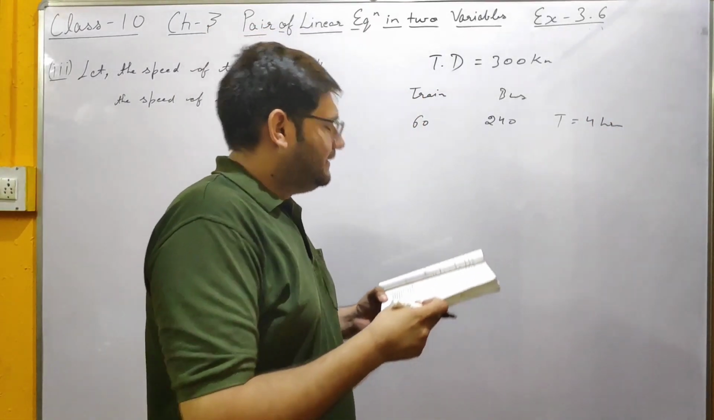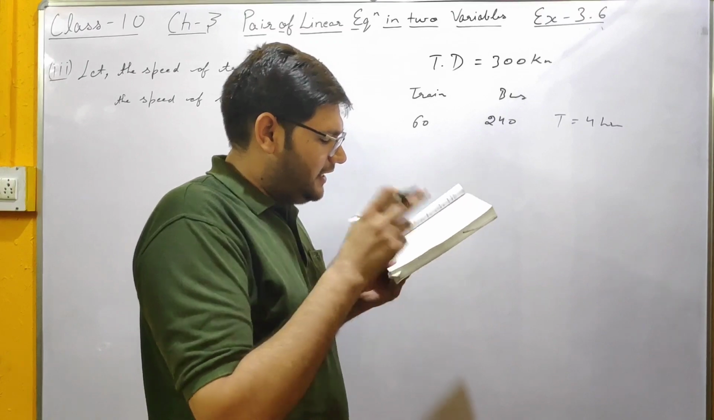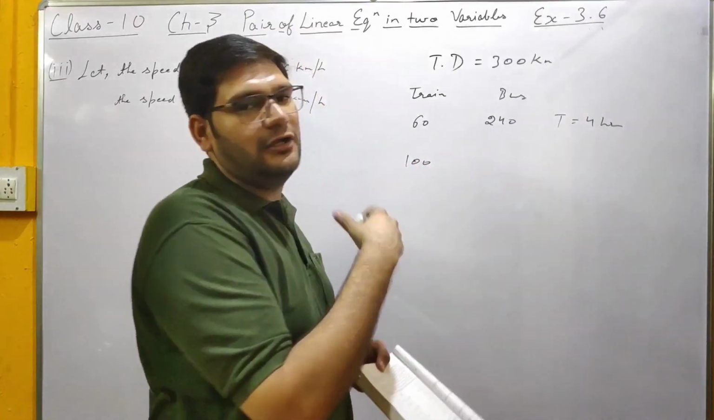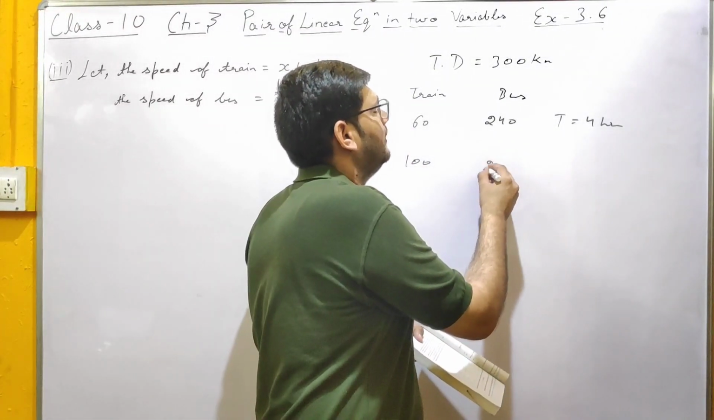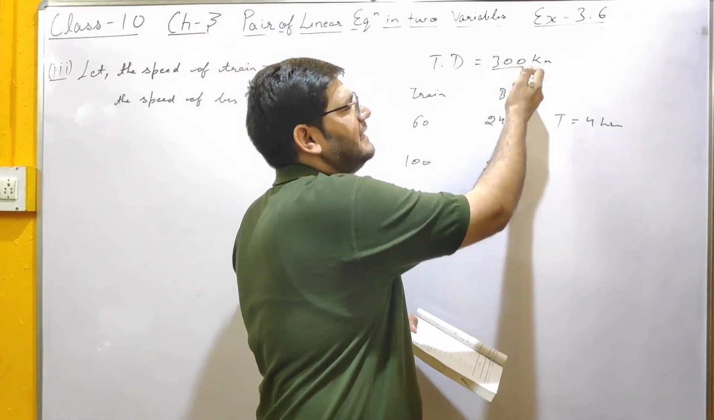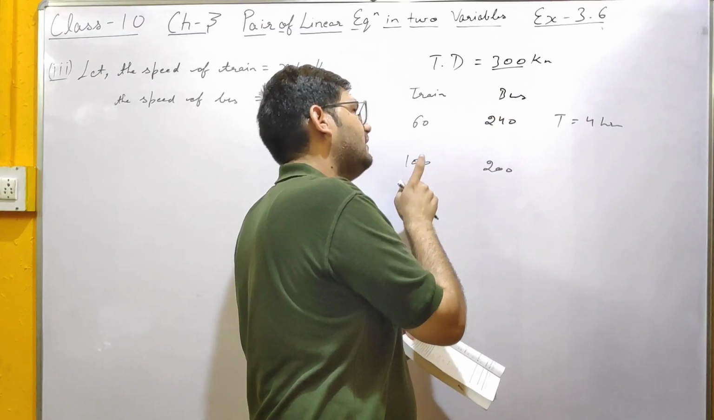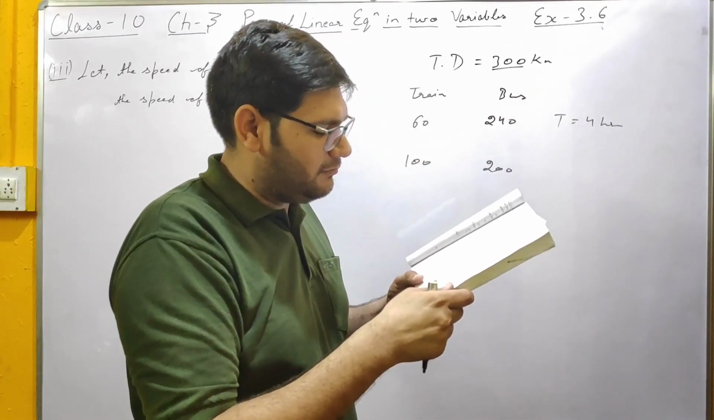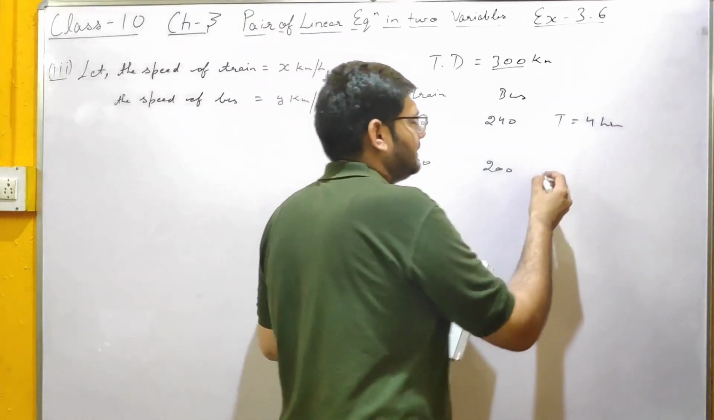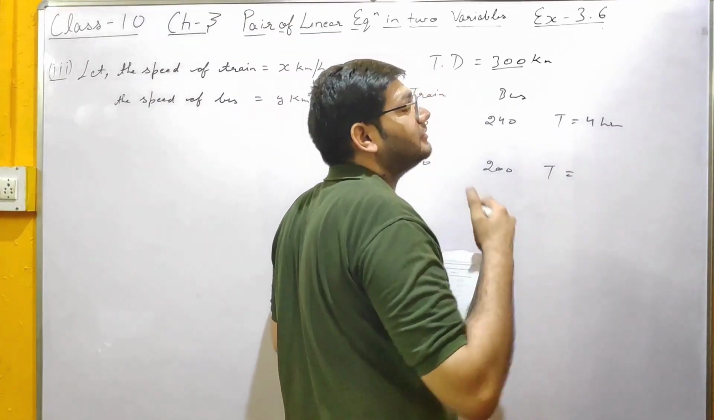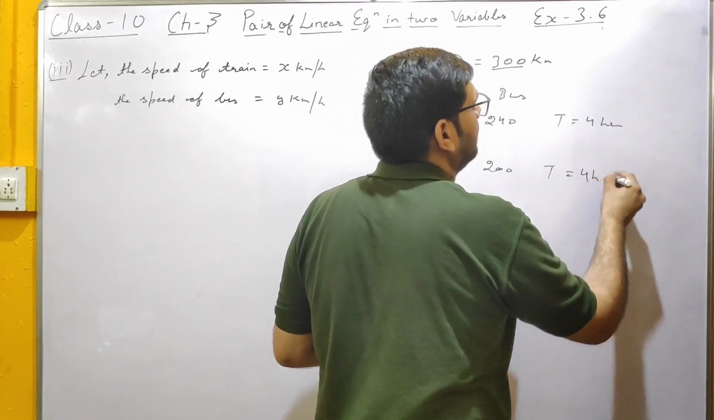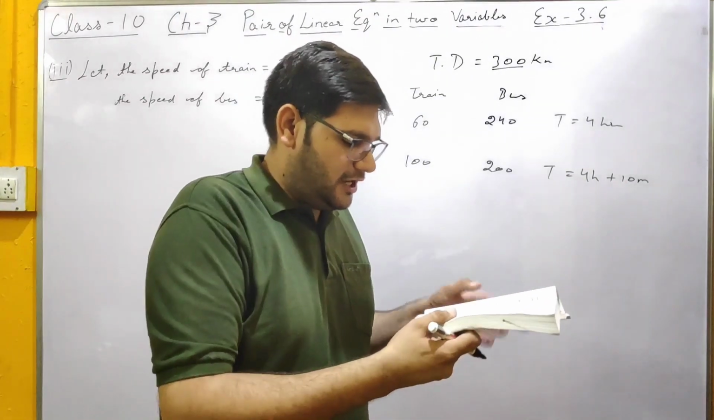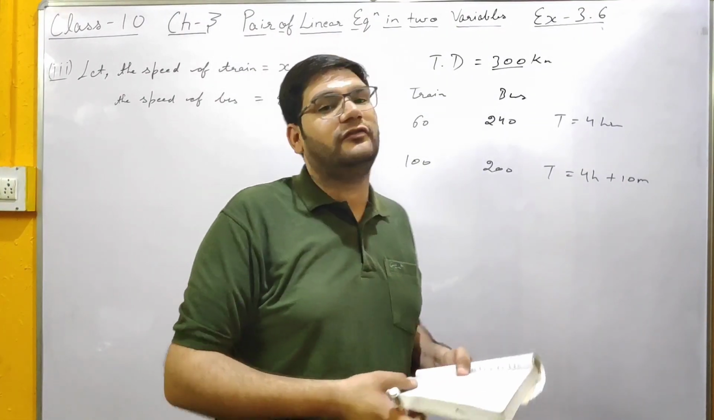Then the second case says, if she travels 100 kilometers by train, so by train she is traveling 100. Now what is left? 200, because the total distance is 300. So out of 300, 100 by train and 200 by bus, and then she takes 10 minutes longer. Means the time will be 4 hours plus 10 minutes. Find the speed of the train and the speed of the bus.